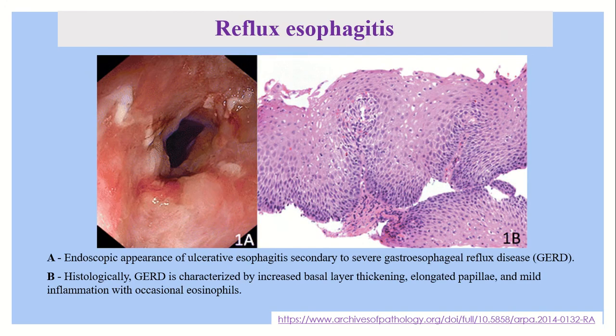Let's investigate reflux esophagitis. Here you see the endoscopic appearance of ulcerative esophagitis, secondary to severe gastroesophageal reflux disease. Histologically, gastroesophageal reflux disease is characterized by basal layer thickening and elongated papillae, which we see here, and mild inflammation with occasional eosinophils. The first step during esophageal biopsy is searching for eosinophils. This is the key marker for the diagnosis of esophagitis.